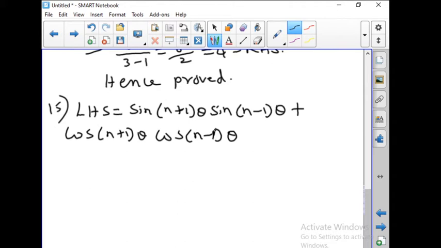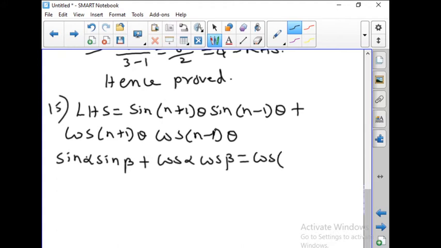So this is of the form sin alpha sin beta, or sin A sin B, plus cos alpha cos beta. So what is this by formula? It is equal to cos (A minus B) or cos (alpha minus beta). Okay, it is equal to cos (alpha minus beta). So this is the identity we are using here.